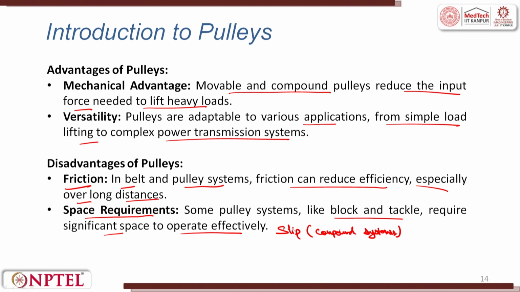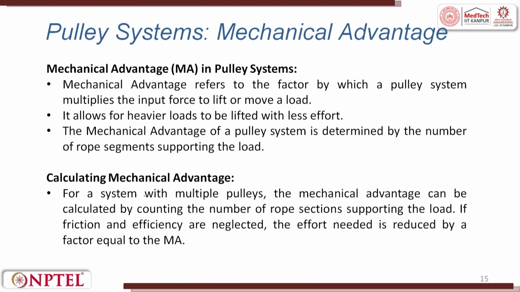So, what is mechanical advantage in pulleys? Mechanical advantage refers to the factor by which a pulley system multiplies the input force to lift or move a load. It allows heavier loads to be lifted with less effort. The MA, or mechanical advantage, of a pulley system is determined by the number of rope segments supporting the load. For a system with multiple pulleys, the mechanical advantage can be calculated by counting the number of rope sections supporting the load.